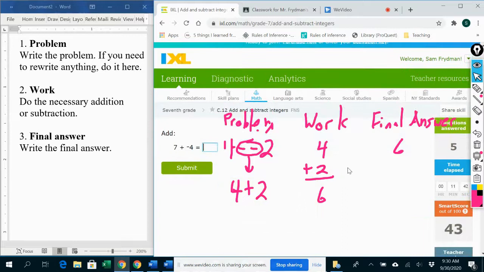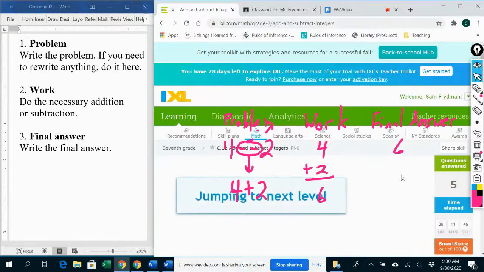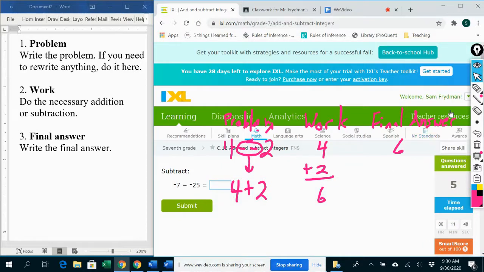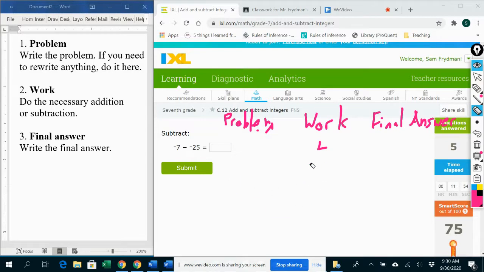Okay, let's see. So I think I'm going to jump a level and see if I get any problems. Okay, so these are really the same type of thing. The only difference with this level in this IXL exercise, I guess, is now I have a double-digit number, but it's really the same thing. So the problem is negative 7 minus negative 25.